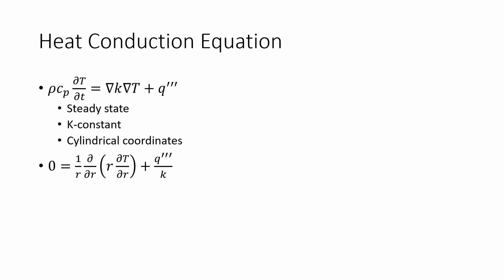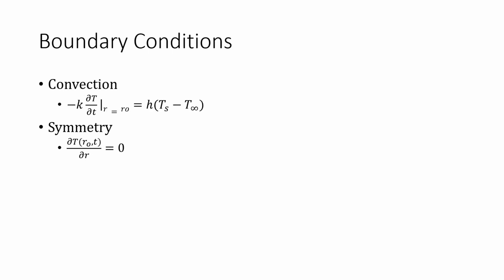So in order to start, we use the heat conduction equation. And then we can simplify it because we are in steady state. We have a constant K, and we are using cylindrical coordinates. The heat conduction equation is shown up top, and it is simplified with those three to the bottom equation. Next, we apply our boundary conditions. We have two boundary conditions of convection and symmetry.